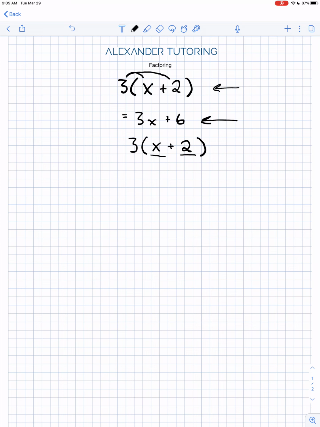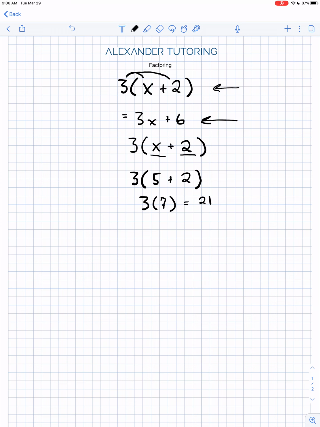And let's just take a quick look to make sure that this really works. Instead of an x, I'm going to make up a number and put it in there. So what if we had 3 times, I don't know, 5 plus 2? Well, the proper way to do this is to use your PEMDAS, which would say to do parentheses first. 5 plus 2 is 7. And then we multiply to get 21.